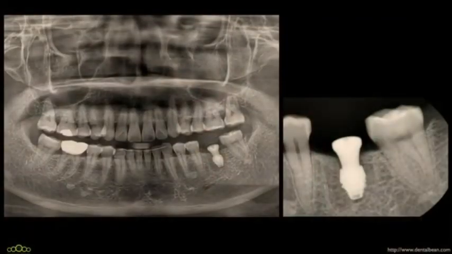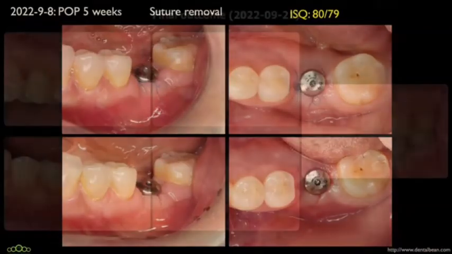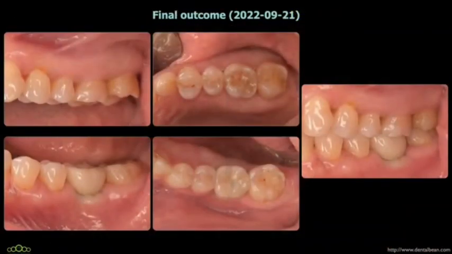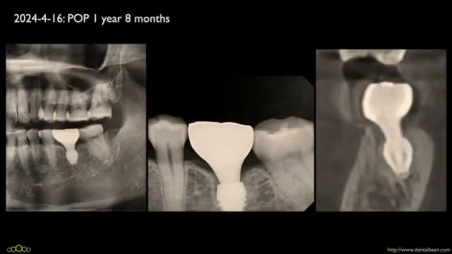Okay, then the post-op radiograph images here. Healing was uneventful, and the final outcome is here. Okay, this is 1 year and 8 months after surgery. Look at the soft tissue condition. Volume is well maintained and looks in very healthy condition. And what about the bone condition? Here, you can see very stable bone. I think this implant will never fail during the patient's lifetime.